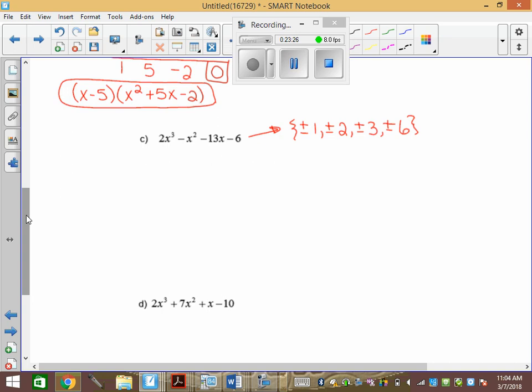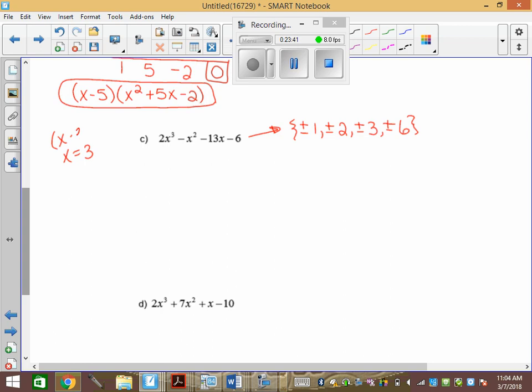So which one works? 3? Now sometimes there's more than one. Is it going to matter which one you pick? No, you'll just be factoring a different factor on the bottom. That's all. So x equals 3.